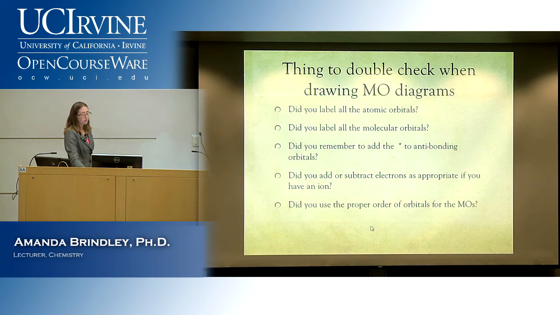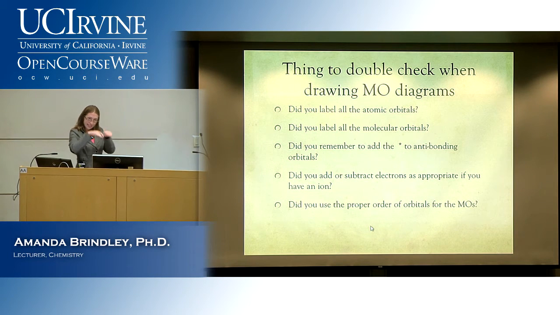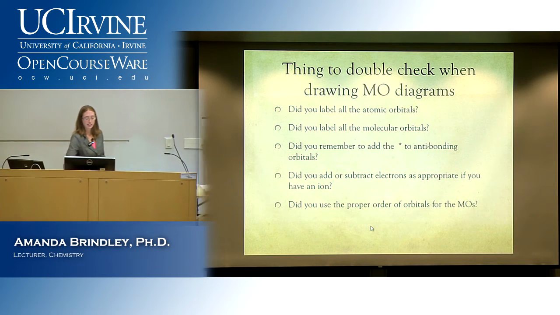Did you use the proper order for the orbitals for the MOs? What I mean by that is the issue where oxygen, fluorine, and neon have one ordering, and all of the first ones have a different ordering, where the pi and sigma are flip-flopped. That's what I mean right there.